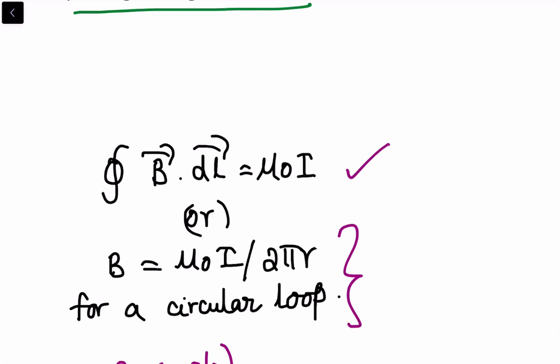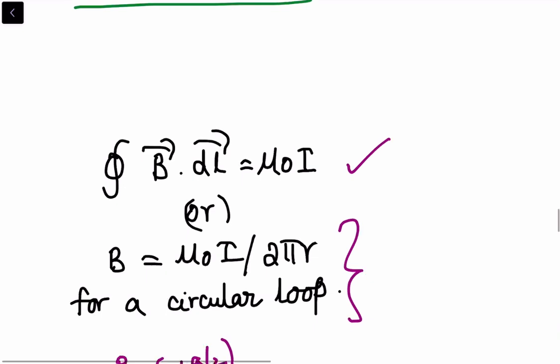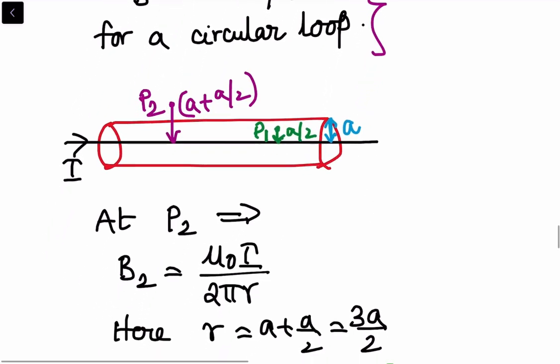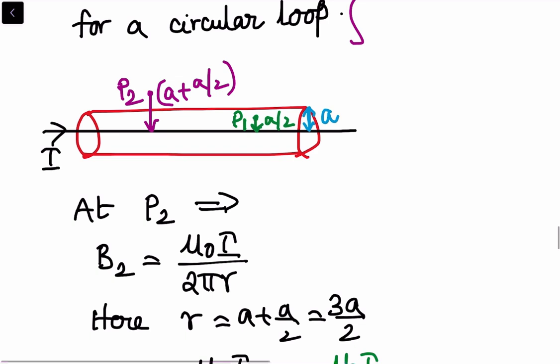Okay, now coming to the point, let us solve this problem. This is the problem they have given. Here it is the wire. In this wire, the red one, the blue color which I have shown here is the radius of the wire. Now they asked for the magnetic field at P2, which is a by 2 above the surface, and another point P1, a by 2 below the surface.